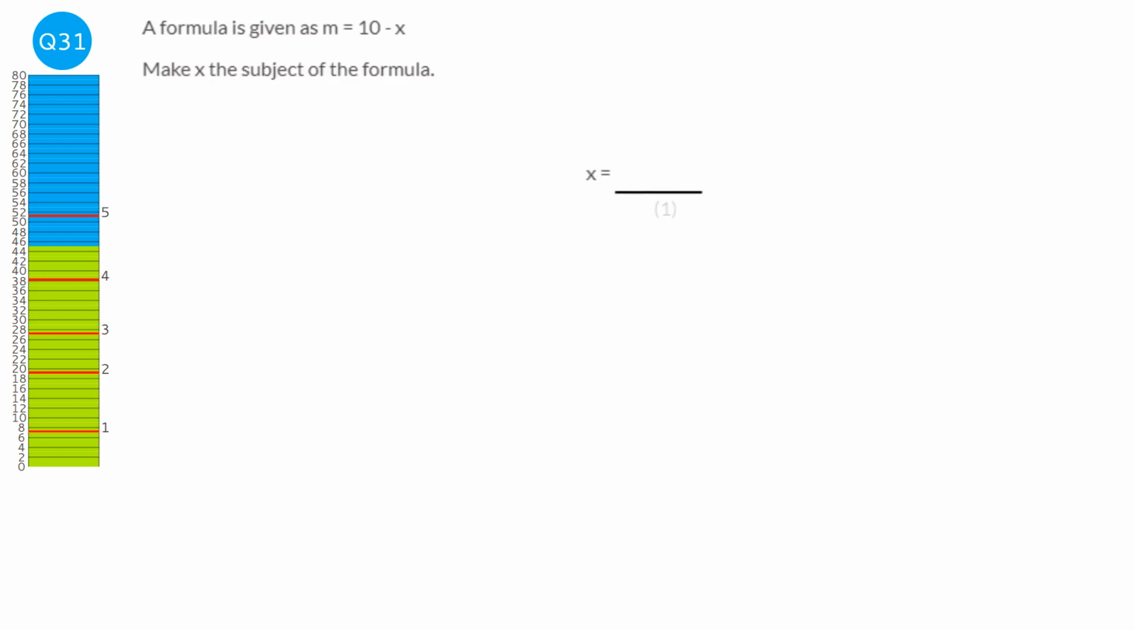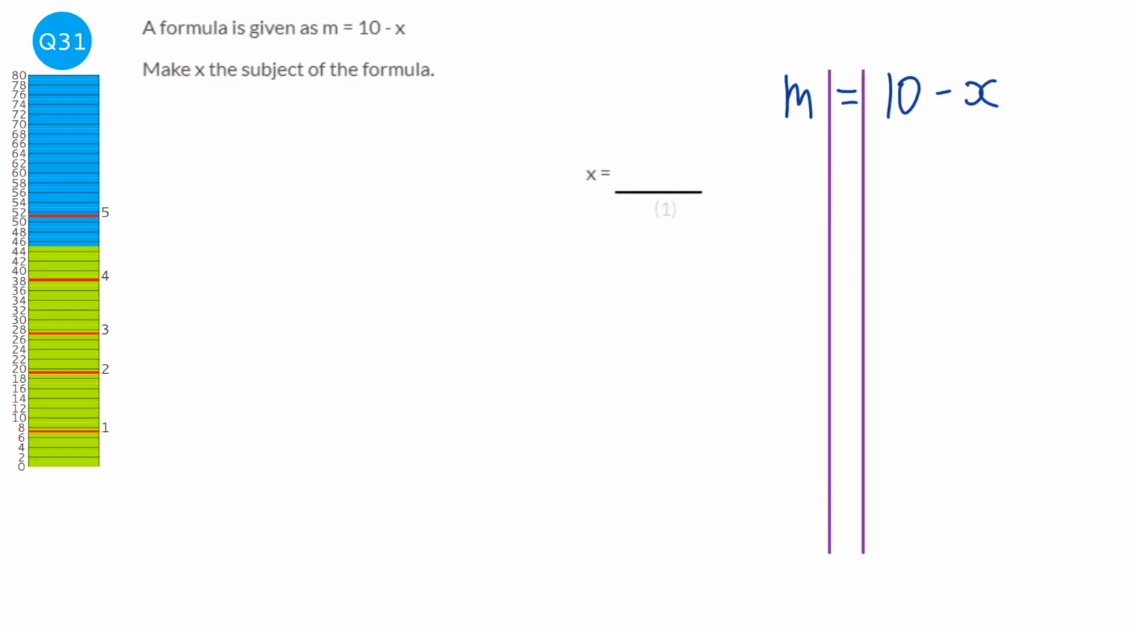To rearrange this, I'm just going to write out the equation again. And I'm going to put my lines in. Okay, so the first thing I'm going to do is try and make the x positive, because we're looking to make x the subject of the formula, which means we need it to be x equals. So what I'm going to do is just add x to both sides. So we've got x plus m equals 10. Then we want to get rid of anything on the left-hand side that's not this x. So we want to get rid of this plus m. So we're going to do that by subtracting m from both sides. So we've got x equals 10 minus m. So our answer is x equals 10 minus m.